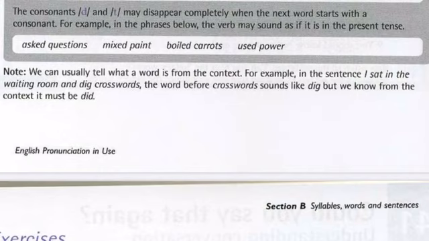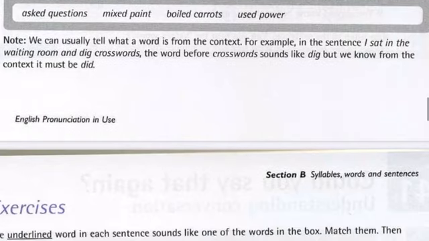Now we have a note. We can usually tell what the word is from the context. Of course, one of you may ask, how can we tell which is which? How can we know whether this sound is with d or t or without? Or this syllable with d or t or without? So of course the context will tell us a lot whether this verb is in present or in past tense.